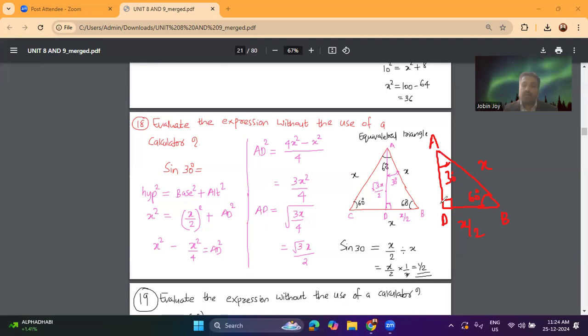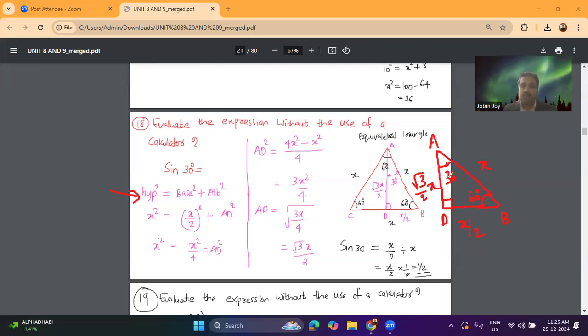Okay. So how you will calculate this side? You can apply Pythagoras theorem. What is Pythagoras theorem? Hypotenuse square is equal to base square plus altitude square. So hypotenuse is x. So x square is equal to base x by 2 the whole square plus AD square. So x square minus x square by 4 is equal to AD square. So AD square is equal to, I will take 4 as the LCM, so 4x square minus x square. 4x square minus x square is 3x square. So 3x square by 4. So AD is equal to square root of 3x square by 4. So that means root 3 by 2 x. So this side is root 3 by 2 x. So if the side of this equilateral triangle is x, then this will be x by 2 and this will be root 3 by 2 x.